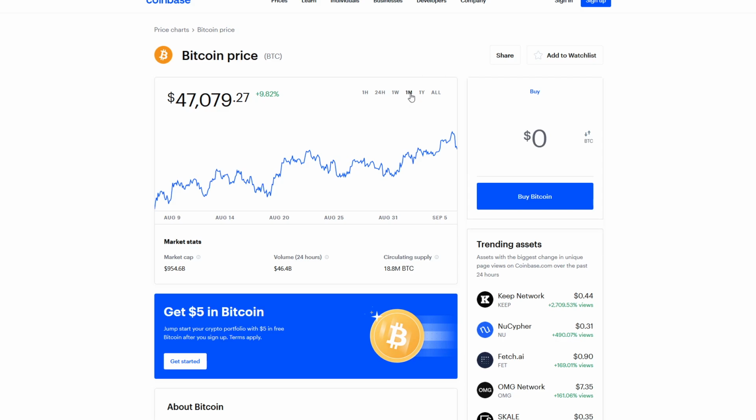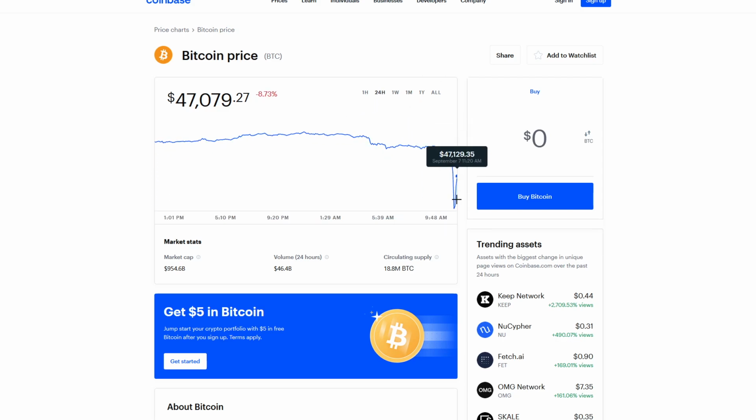In the last month, still up 10%. And if we look at the last 24 hours, we're already recovering from 42K, already back to 47K. So I do think we're going to make up that dip very, very quickly. And this is one of the safer dips I've seen in the crypto space.